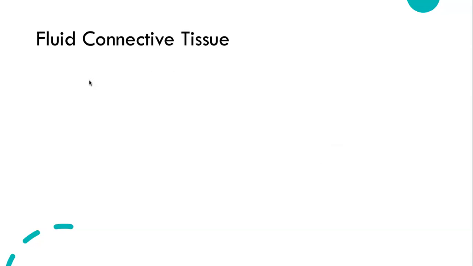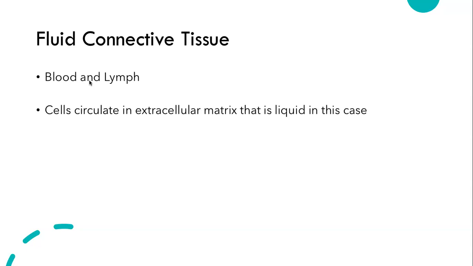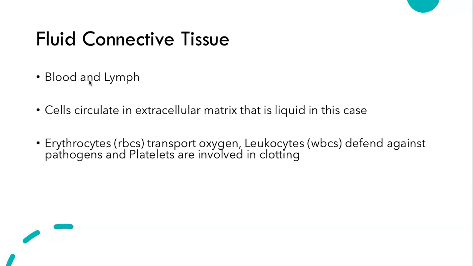Okay, so we talked about that. Now let's talk about the fluid connective tissue. That's the blood and the lymph. In both the blood and the lymph, cells circulate in a liquid extracellular matrix, right? We're pretty familiar with the extracellular matrix of blood anyway, that it's a liquid. In blood, we have erythrocytes, which are the red blood cells that transport oxygen and small amounts of carbon dioxide. We have leukocytes, which are the white blood cells. We know those defend against pathogens. And platelets, which are involved in clotting.